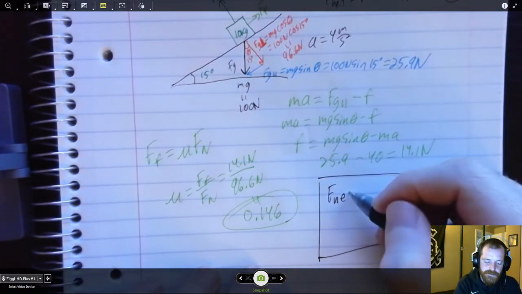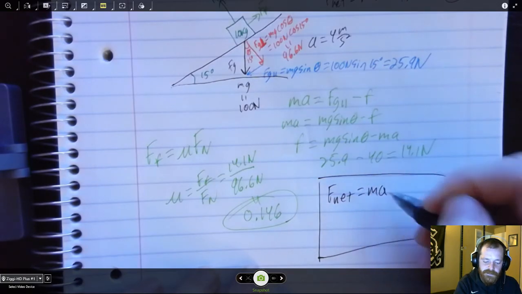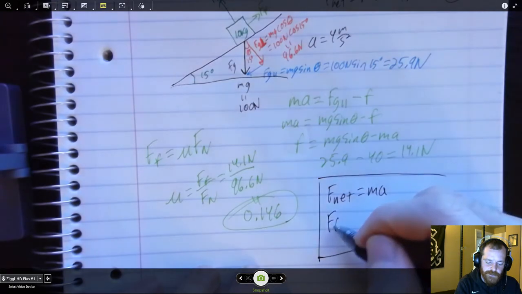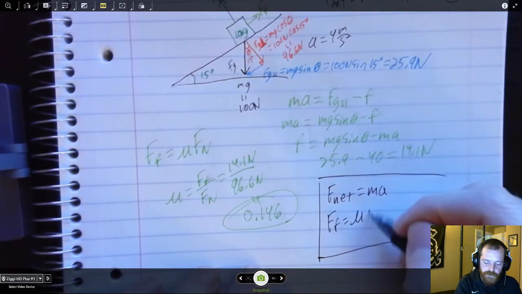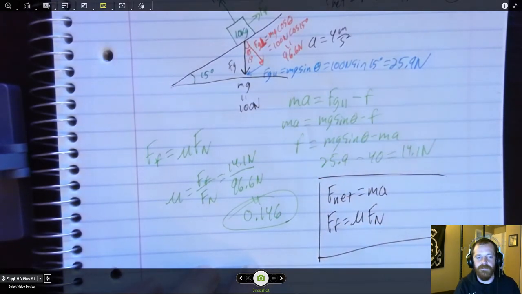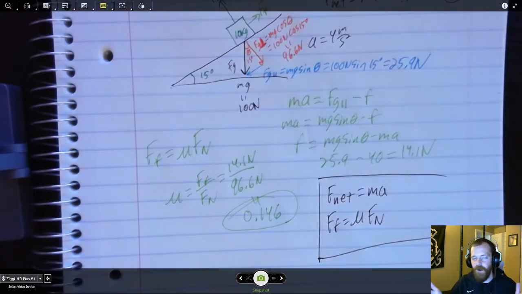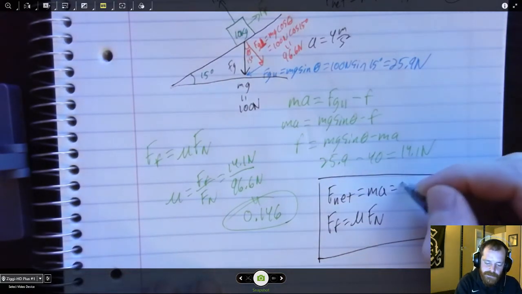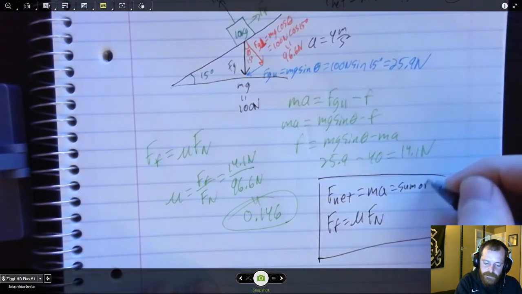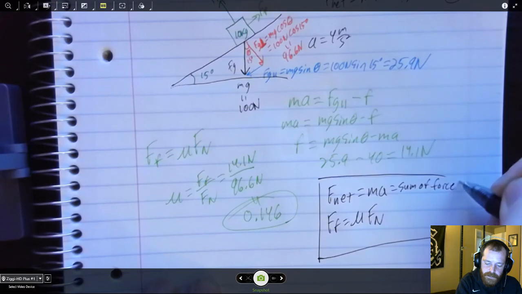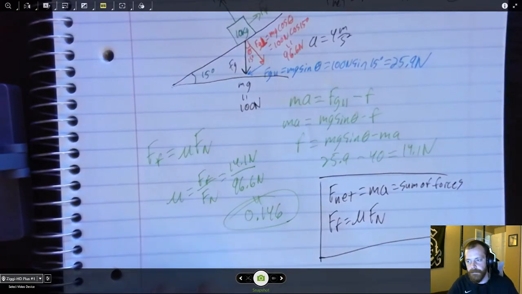The net force equals mass times acceleration. The force of friction equals the coefficient of friction times the normal force. And then that's it. All other equations are derived from those 2. And just know that ma is the sum of forces. We could set ma always equal to the sum of the forces acting on the objects.